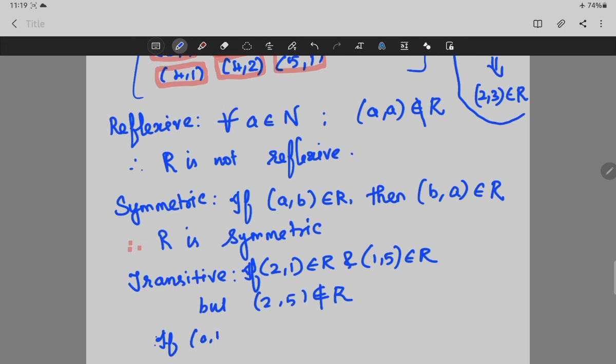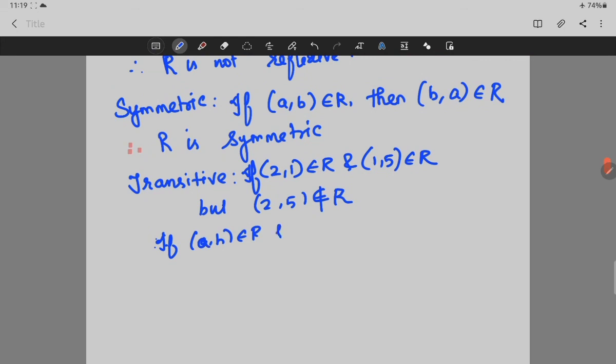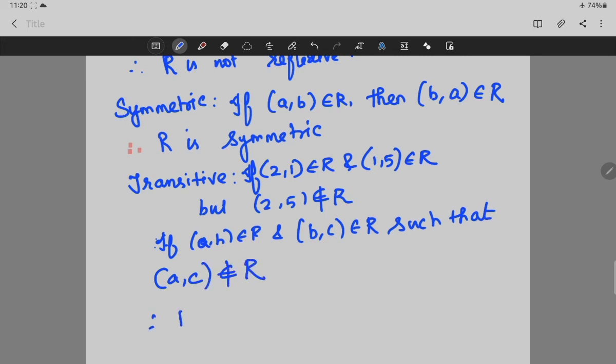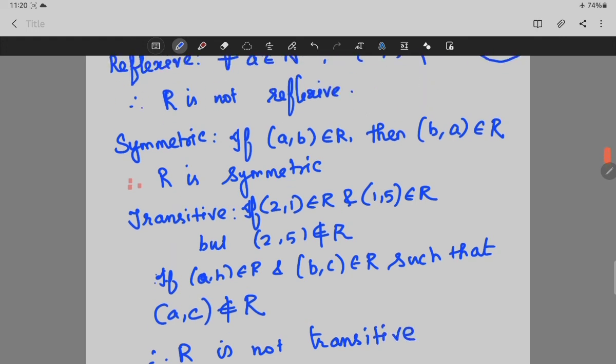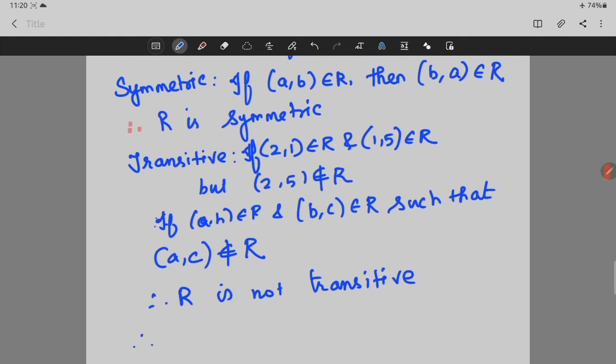So therefore, if you write like this, what is the transitive means? If A, B belongs to R and B, C belongs to R such that A, C does not belongs to R. So therefore, R is not transitive. So it is not transitive, it is not reflexive. So therefore we can conclude R is not an equivalence relation.